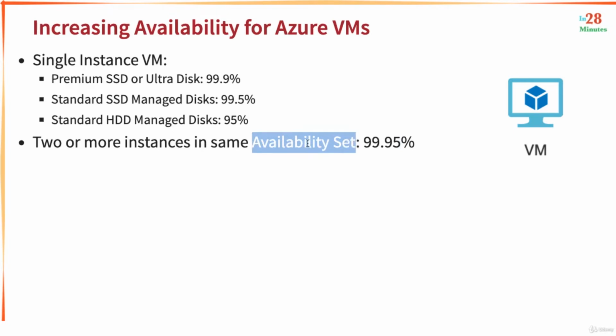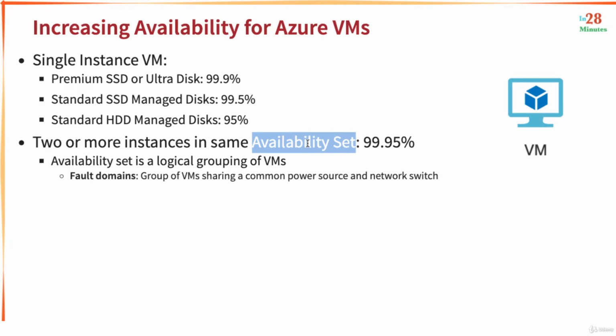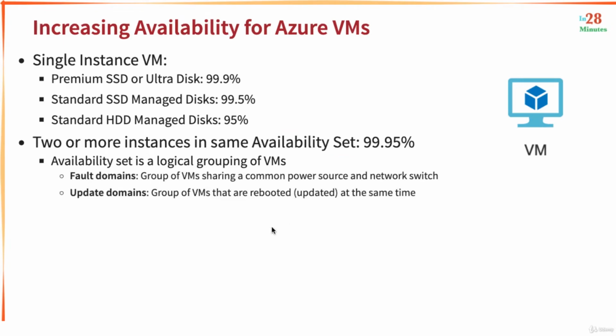But what is an availability set? Where can you configure it? Availability set is nothing but a logical grouping of virtual machines. Instead of creating a single virtual machine, you'd want to create a logical group of a number of virtual machines. And whenever we are talking about availability sets, there are 2 important concepts: fault domains and update domains. Fault domains are nothing but a group of VMs sharing a common power source and network switch.